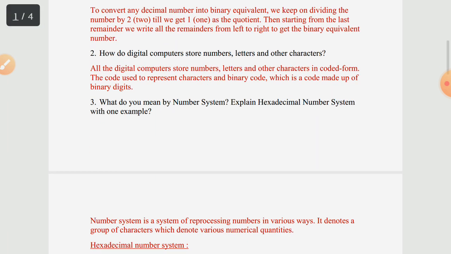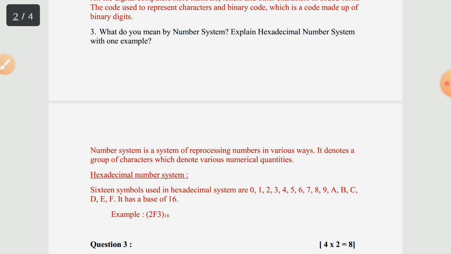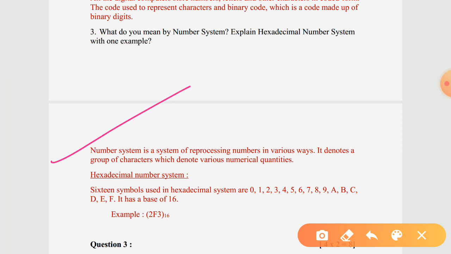See the third one. What do you mean by a number system? Explain the hexadecimal number system with one example. Check your answer. A number system is a system of representing numbers in various ways. It denotes a group of characters which denote various numerical quantities.